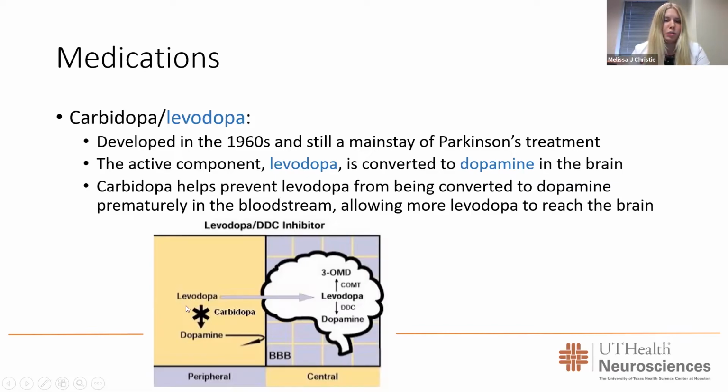And then this is demonstrating how the carbidopa component works in this yellow section, which is supposed to be the rest of your body other than the brain. This carbidopa part helps block the levodopa from converting into dopamine where you don't need it, and it could cause some more side effects.